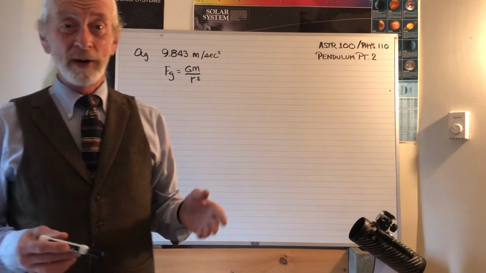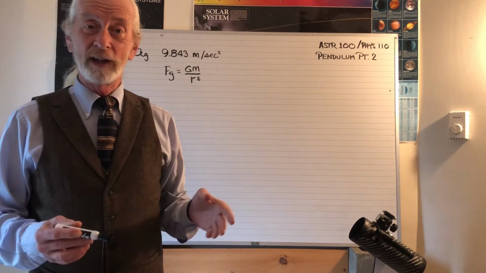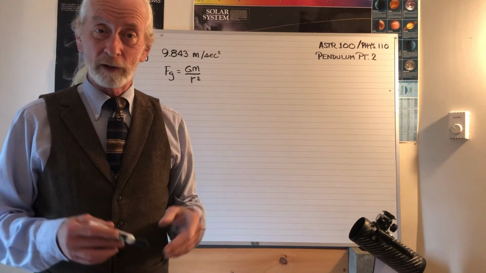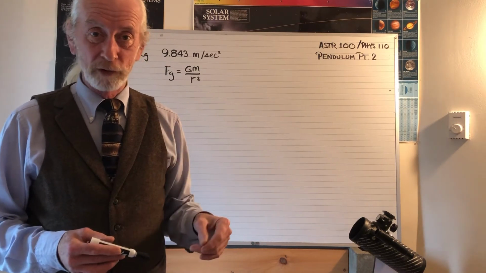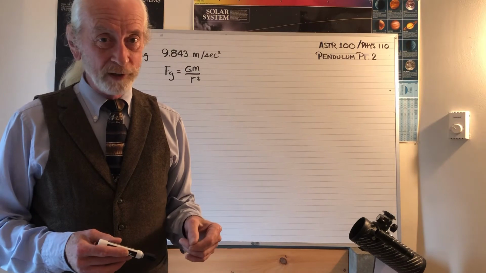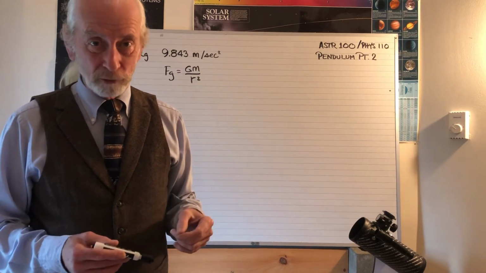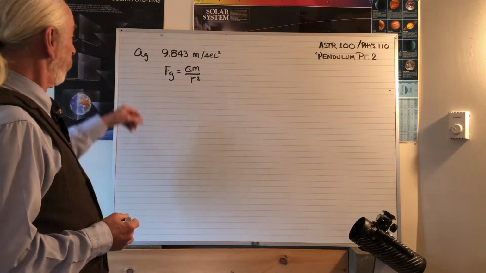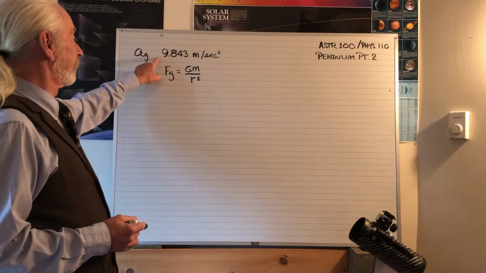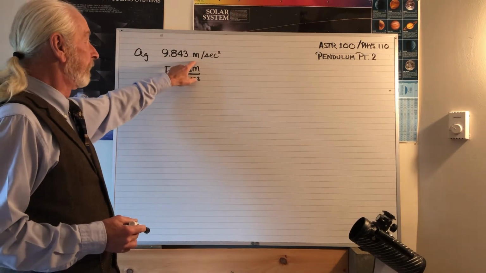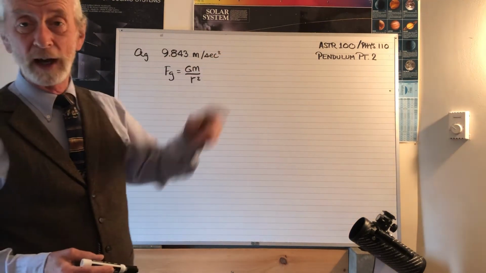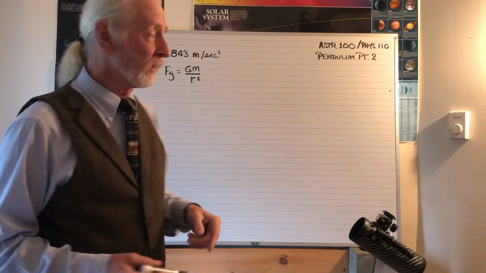So now we have done the miraculous. We have determined the acceleration of Earth's gravity at the surface using a rock, a string, a yardstick, and a wristwatch. And we've determined that the acceleration of gravity is 9.843 meters per second squared. That's pretty close to 9.8. What do you know? Physics works.